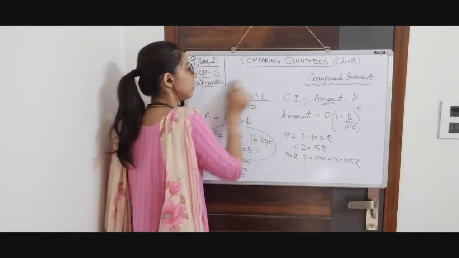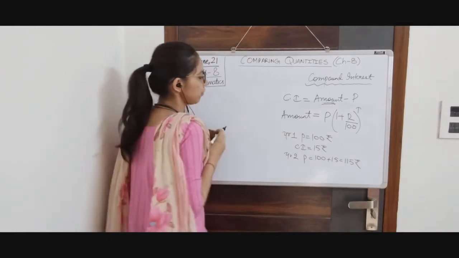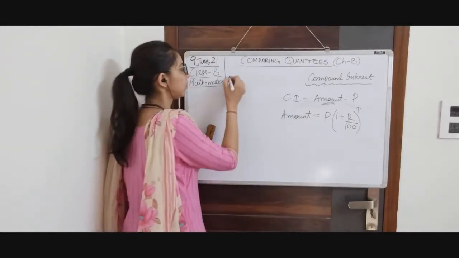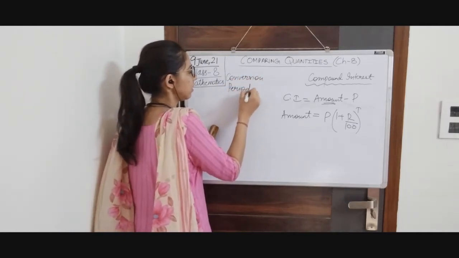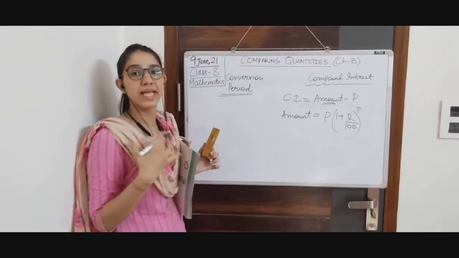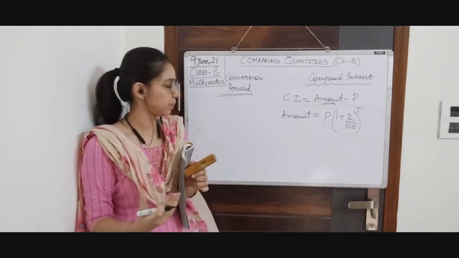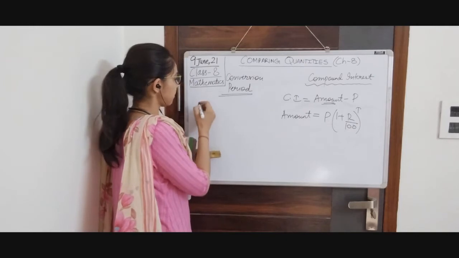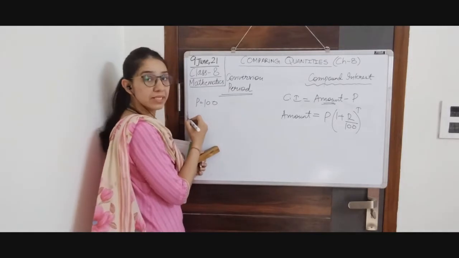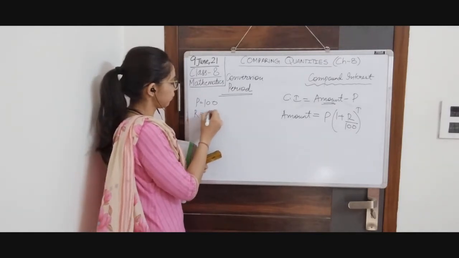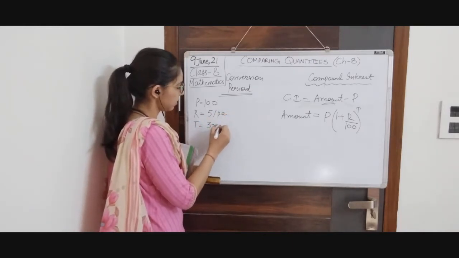Now, in compound interest, we will discuss one more thing, which is known as conversion period. Conversion period is the time after which your interest is added to make a new principal. Okay? In this case, suppose we will take two cases. Suppose we have principal as 100 rupees, rate as 5% per annum, and time is 3 years.